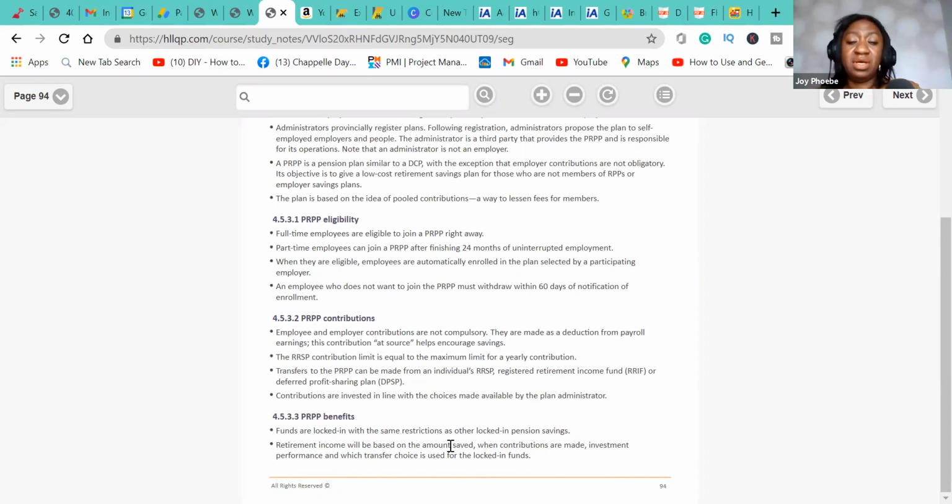What are the benefits of pooled registered pension plans? Well, funds are locked in, okay, with the same restrictions as locked-in pension savings. Retirement income will be based on the amount you saved when contributions are made. Okay.